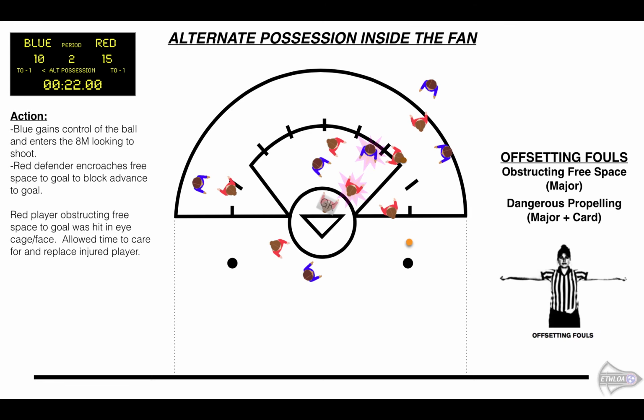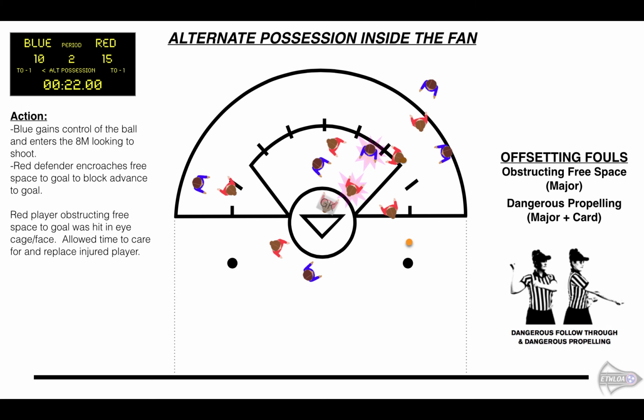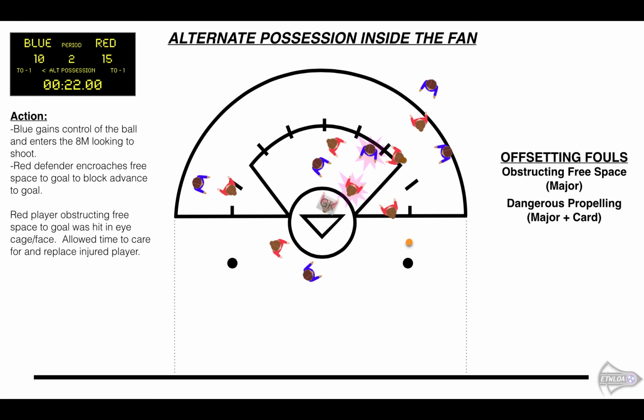So these are offsetting fouls. I gave the signal as an offsetting foul, and then proceeded to give the signals for the fouls involved in the play. And then administered the yellow card to the blue player for the dangerous propelling and removed the blue player from the field for the remainder of the game, as there was only 22 seconds remaining.